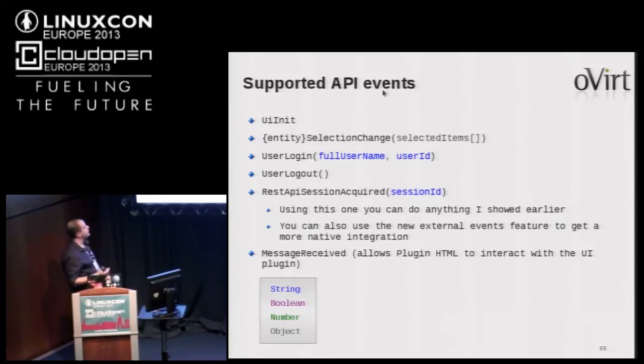We have different events that the UI plugin infrastructure supports. The UI init event is the one I showed you earlier that is triggered when the admin portal is initialized. For each entity, I have a selection change event. For example, if you are in a data center main tab and you select a different data center, then the data center selection change event will be triggered. If you're in the VM's main tab and you select a new VM, then the VM's selection change will be triggered. So basically for each main tab, we have an event for each selection change. We'll show examples on that as well.